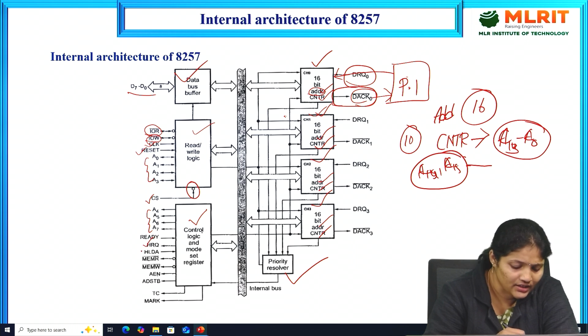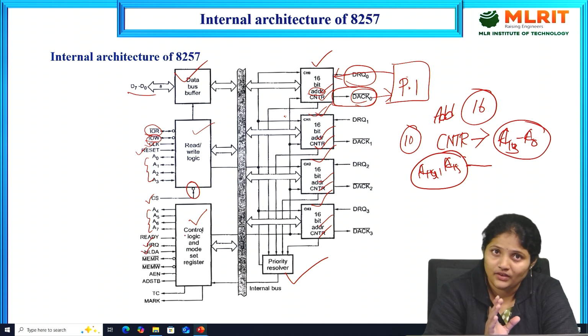Here are HRQ and HLDA. After getting the request from the peripheral devices, the DMA controller actually needs to ask the processor.